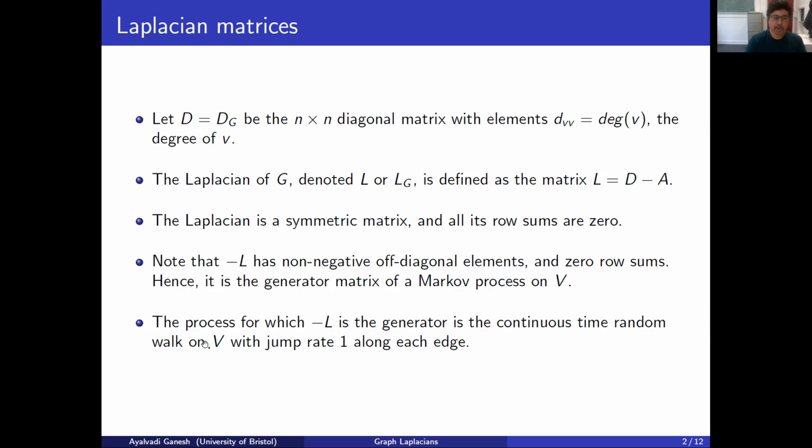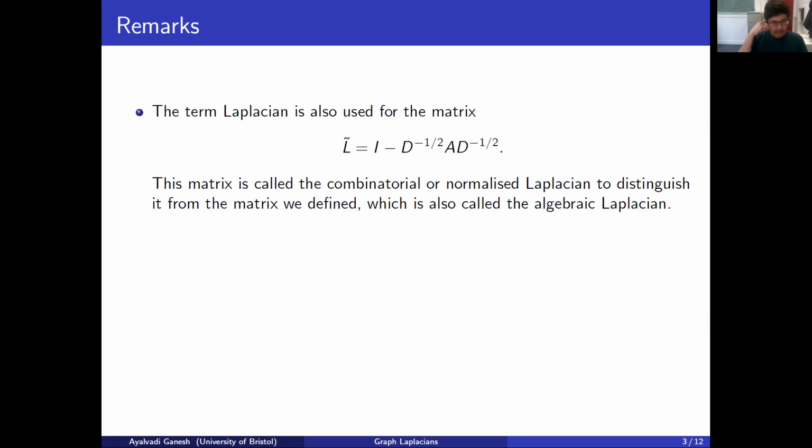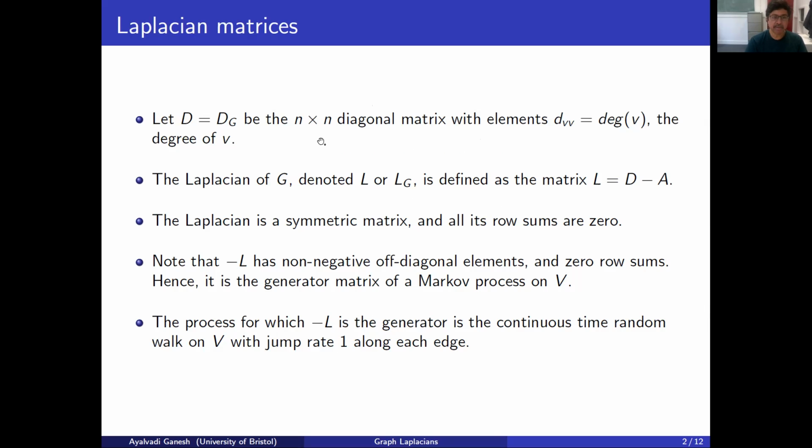Okay, and this is the random walk we are going to study later on, and that's the motivation for us introducing Laplacian matrices. There are a few remarks before we go on to study properties of the Laplacian in more detail. I've defined the Laplacian as this matrix D minus A. The term Laplacian is also used for some other closely related matrices. So I'll mention these other definitions because you might come across them in reading a textbook or a paper.